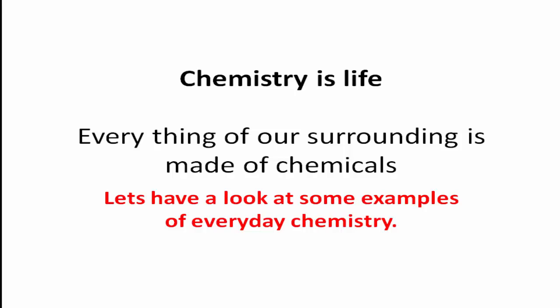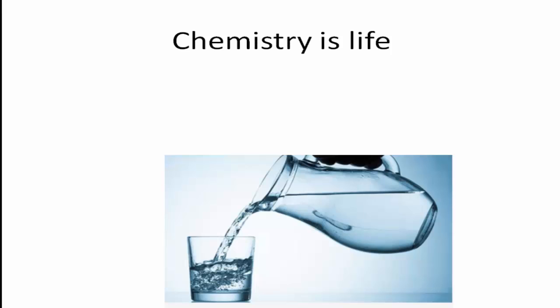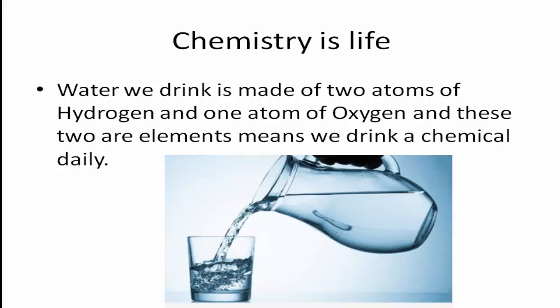Let's have a look at some examples of everyday chemistry. If we take the example of the water we drink, it is made of 2 atoms of hydrogen and 1 atom of oxygen, and these two are elements, which means we drink a chemical daily. It means our life is dependent on a chemical, that is water.